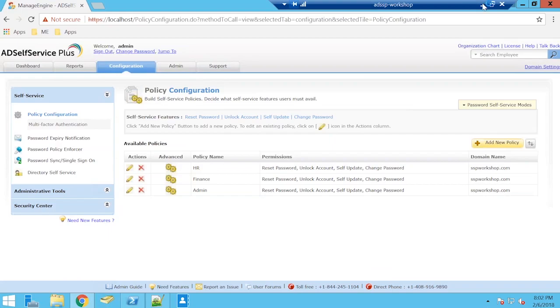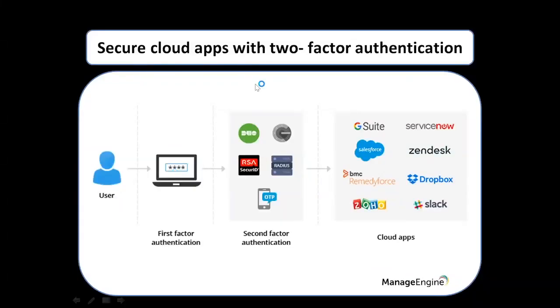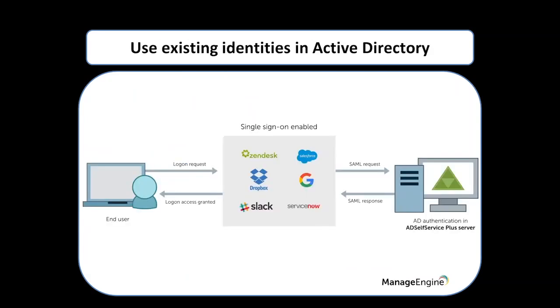All right, so this is with respect to securing access to cloud applications with the help of two-factor authentication. So this is something that we already saw. We saw how to make use of the existing Active Directory identities as an authentication source to access the application that a user wants to.